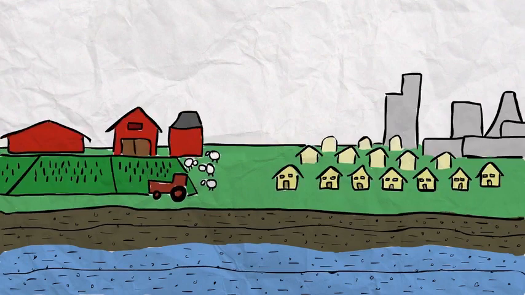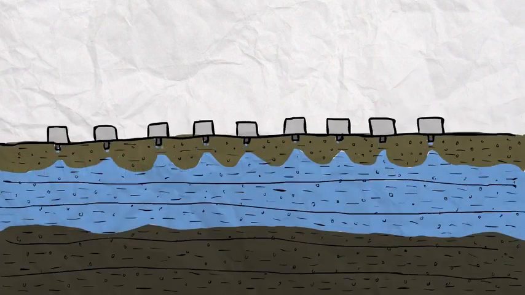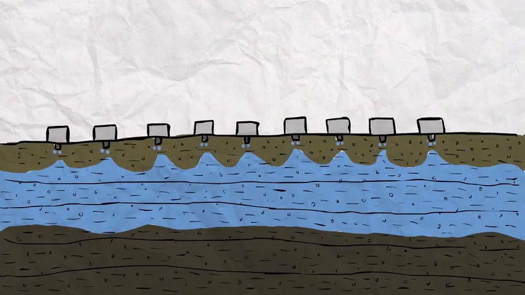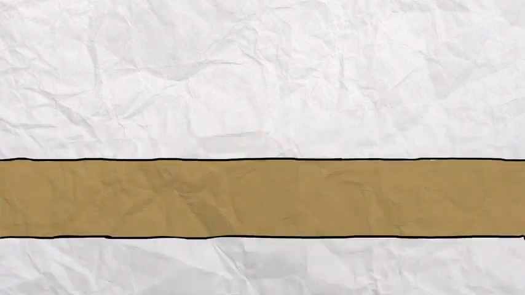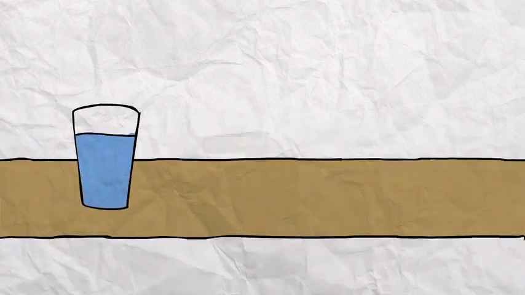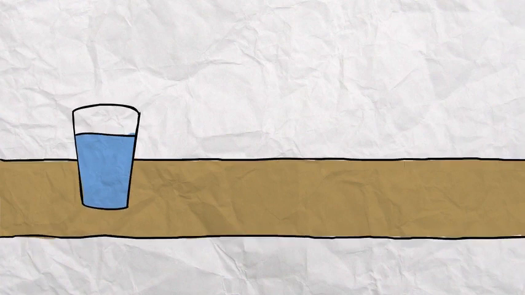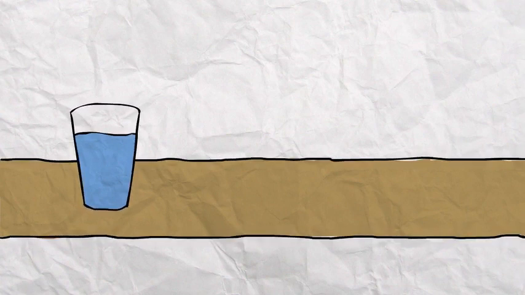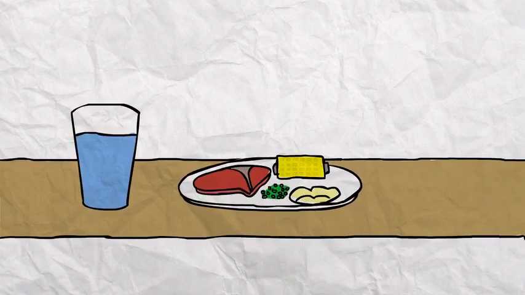Humans depend on groundwater, and there are thousands of wells all over the country that draw water out of aquifers. In many parts of the country, the water you get from the tap comes from the ground. However, we use most of our groundwater to help grow the food we eat.